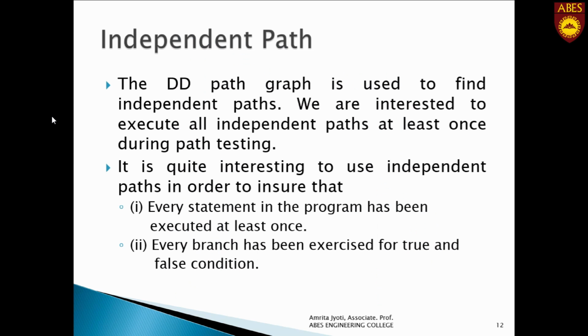Now the independent path. An independent path is any path in the software program that introduces a new set of processing nodes each time. It means each independent path must be executed at least once during path testing. About the independent paths, in order to ensure that every statement in the program has been executed at least once, and every branch has been exercised for true and false conditions, or we can say for 0 or 1 conditions.